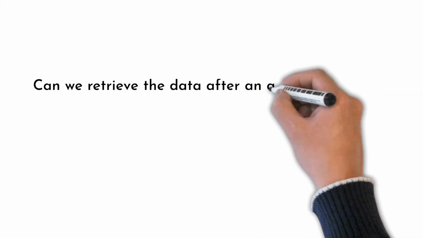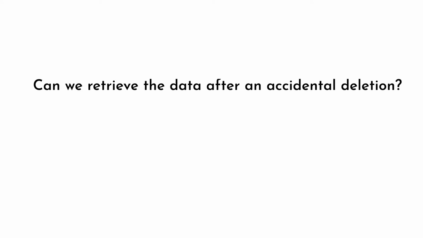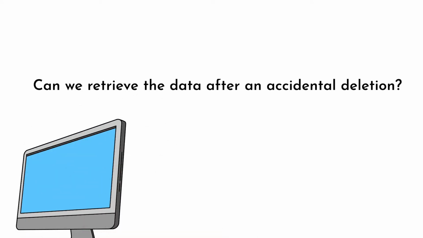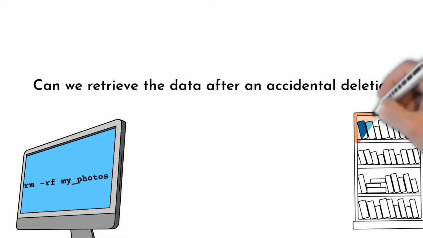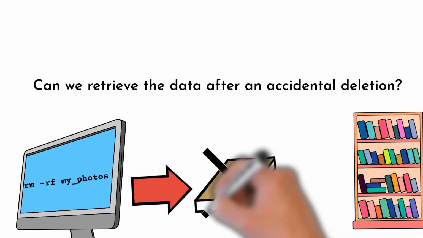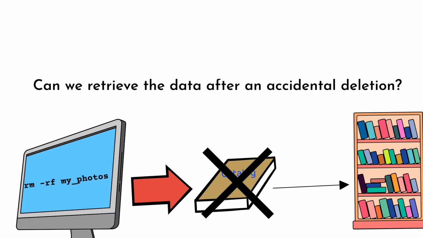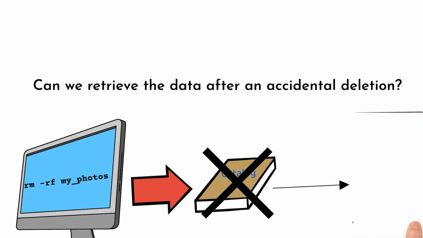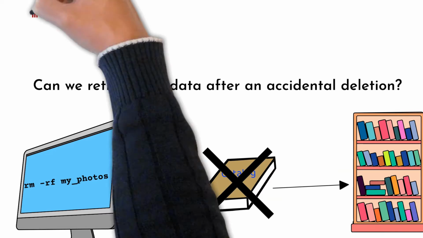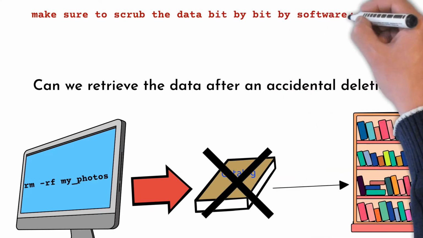Can we retrieve the data after an accidental deletion? Yes is the answer. When you delete data, either a file or a directory, the system won't delete it from the storage. Instead, it deletes the records to find the data, just like the stolen catalog in the library. The data persists in the storage until the partition has been overwritten by other data. Be careful when you handle confidential data. Make sure it's shredded bit by bit completely using shredders.